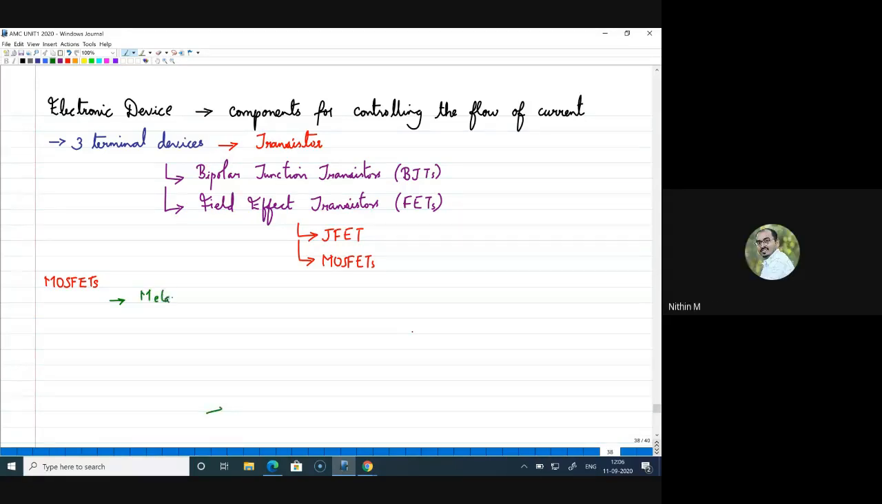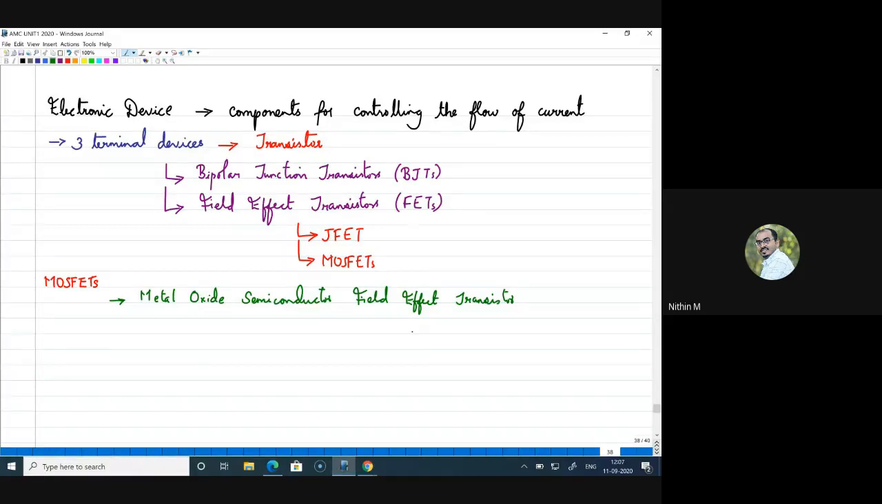Yes, it is metal oxide semiconductor field effect transistor. Yes, thanks Maheshwari. I'm reading out Charan Kumar, Prakash, Jessica. Yes, it is a metal oxide semiconductor field effect transistor.